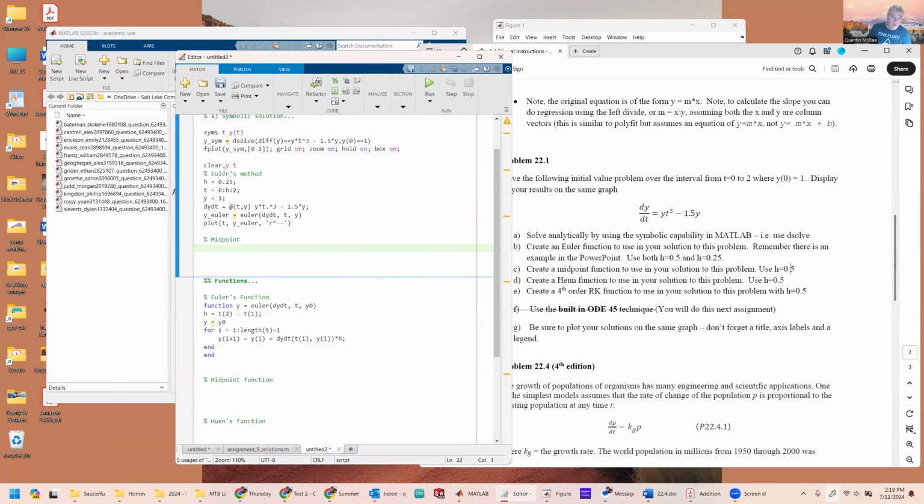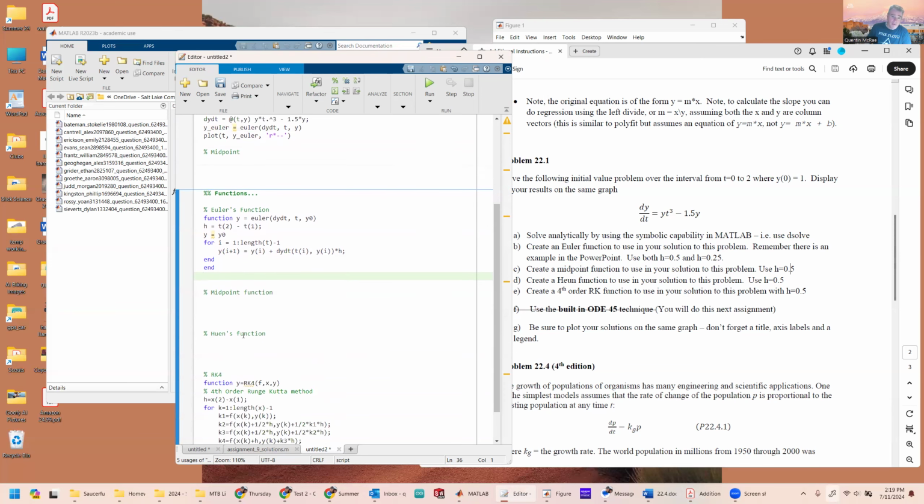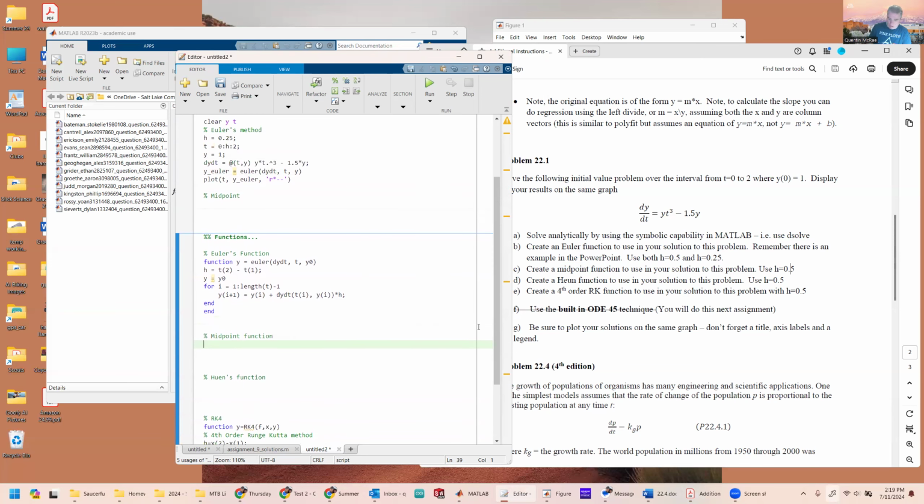So I don't need to redefine that. I don't need to redefine this. So let's just come in here and actually create the midpoint function. So the midpoint function, y is equal to midpoint of dy dt, t comma y, same deal, right? And I'm actually going to cheat, and I'm just going to copy this all down here to start.